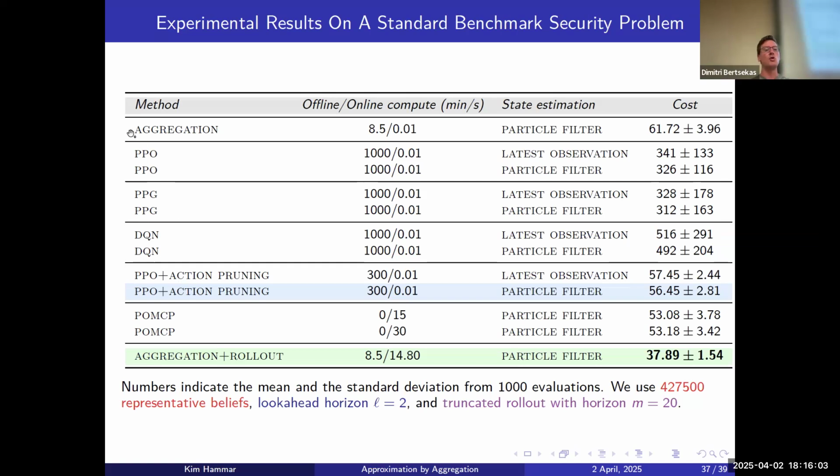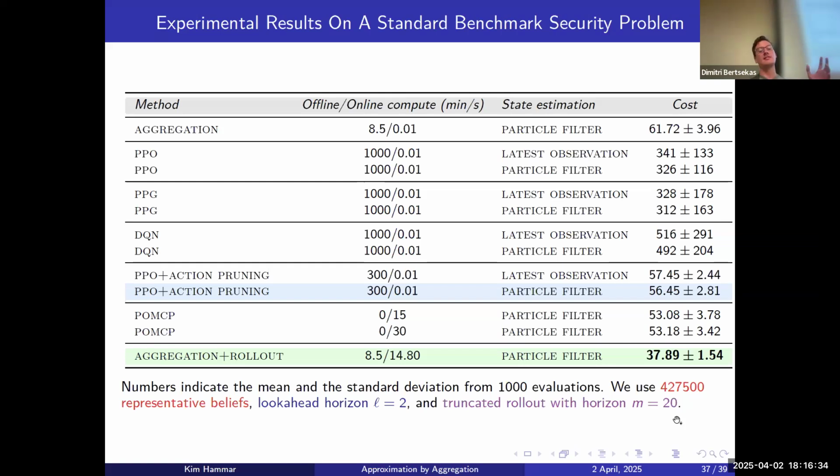Now, if you look at the performance of plain aggregation with no rollout, it is actually within statistical significance. There's no statistically significant difference between aggregation and the previous state of the art. They are actually in the same range, almost at least. And then if you combine aggregation with rollout, we can see a very clear performance improvement, where we vastly improve the state of the art on this particular benchmark.